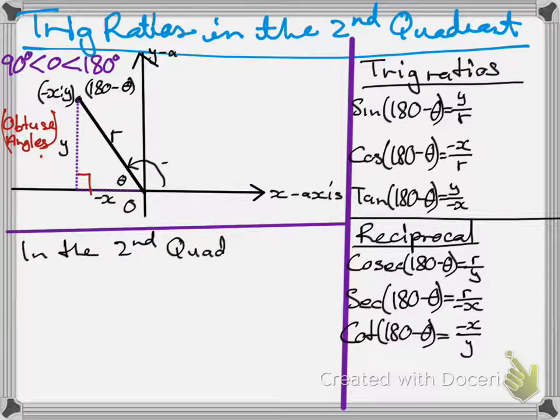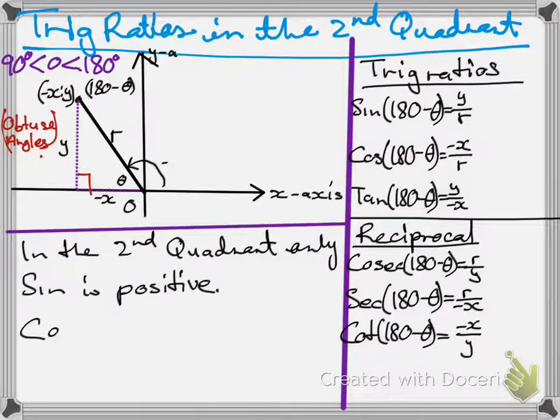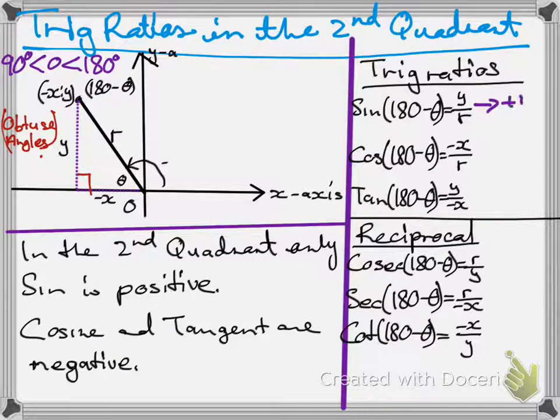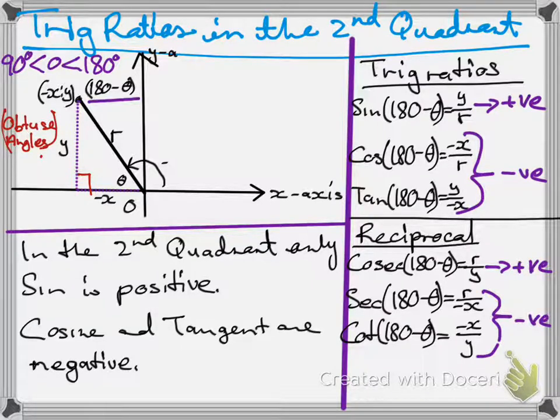So in the second quadrant, it's only sine which is positive. The other ratios will be negative. Very important. So in the second quadrant, only sine is positive. The rest are negative, because when you use your trig ratios, you see the x coordinate is negative, and the sine ratio does not contain the x coordinate or the x value.